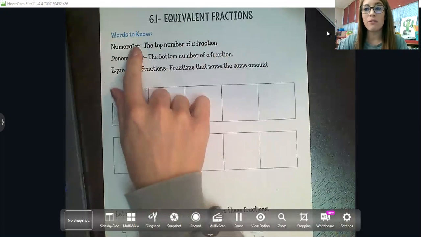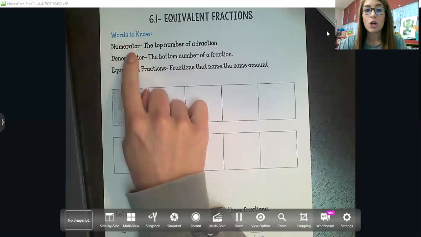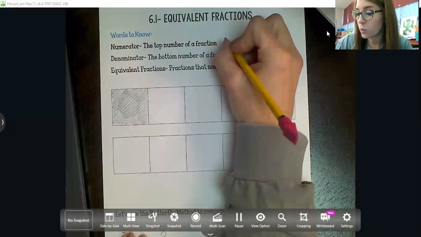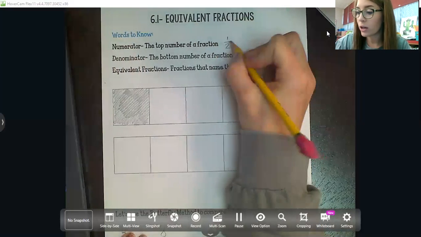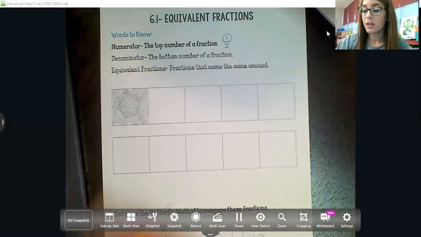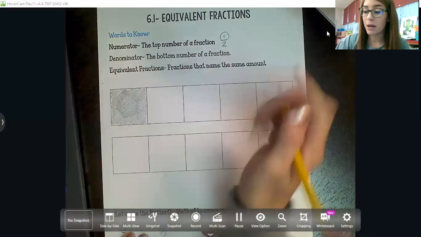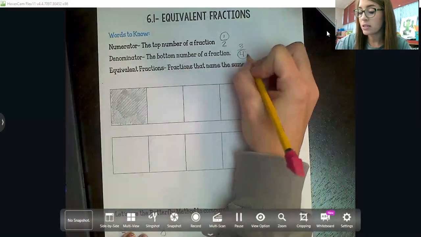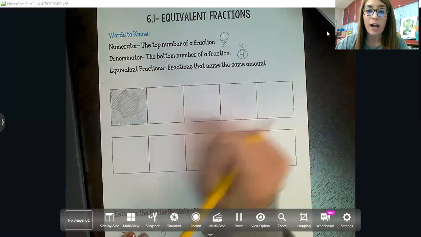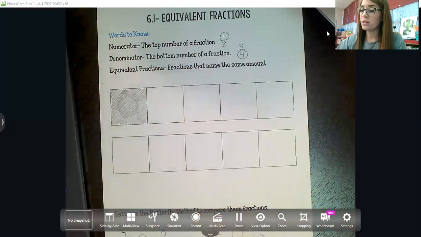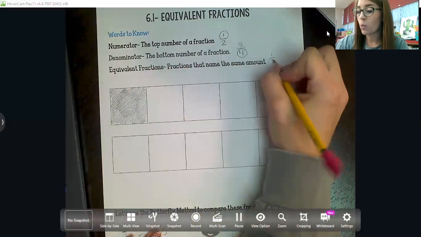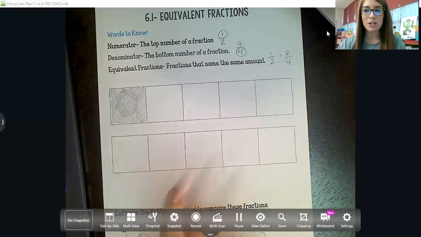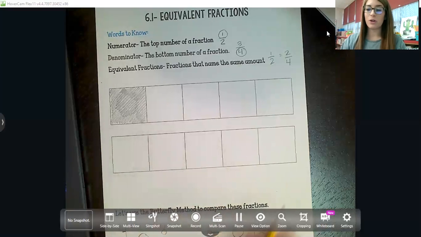Some words we need to know before we even get started are numerator, which is the top number in a fraction. So if I had the fraction 1/2, the numerator would be this number. The denominator is the bottom number of a fraction. So if I had 3/4, it would be this number. And equivalent fractions just means that the fractions show the same amount. So for example, 1/2 is the same thing as 2/4. But don't worry, I'm going to show you how to figure out if fractions are equivalent or not.